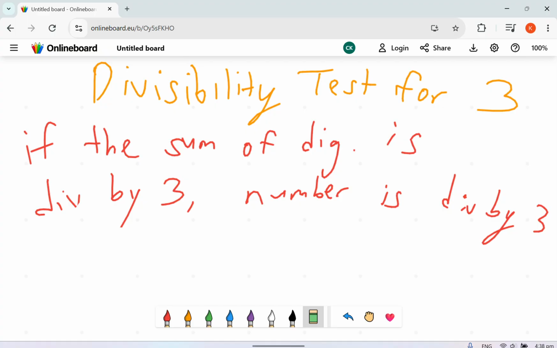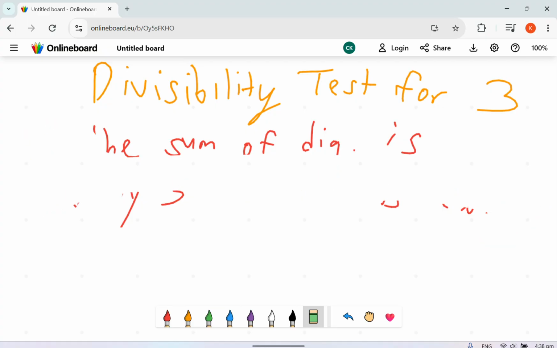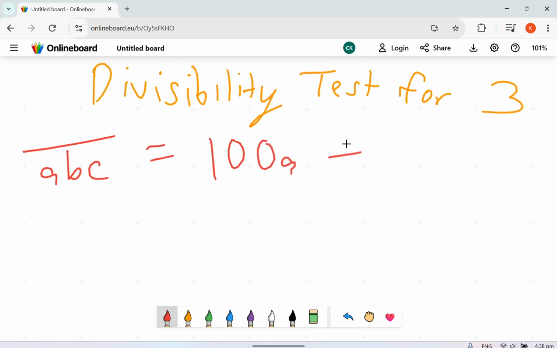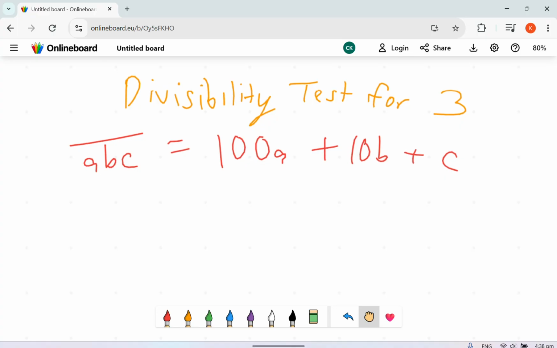Now why does this work? Simple explanation for you. I'm going to use the same thing that I did for the divisibility test by 2, and you'll be seeing this a lot in this video because I need to explain. Okay, ABC. We all know this, so I don't have to re-explain it, because you're going to have to reuse this knowledge for the next few explanations. It's going to be sort of the same thing, so you need to know this first. Agree?